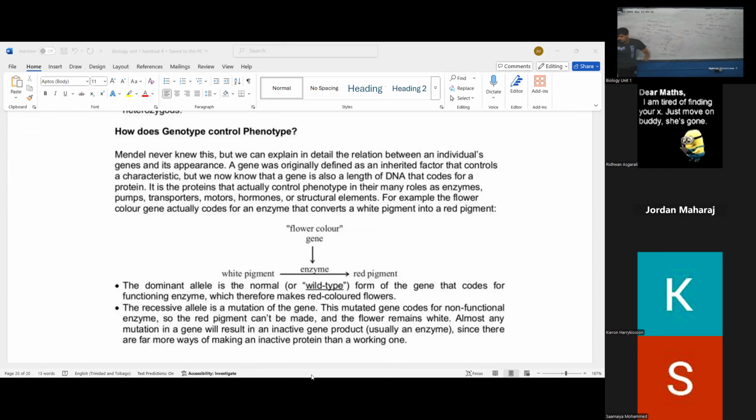Now you figure out the genotype. What will be the genotype for our true breeding strain?